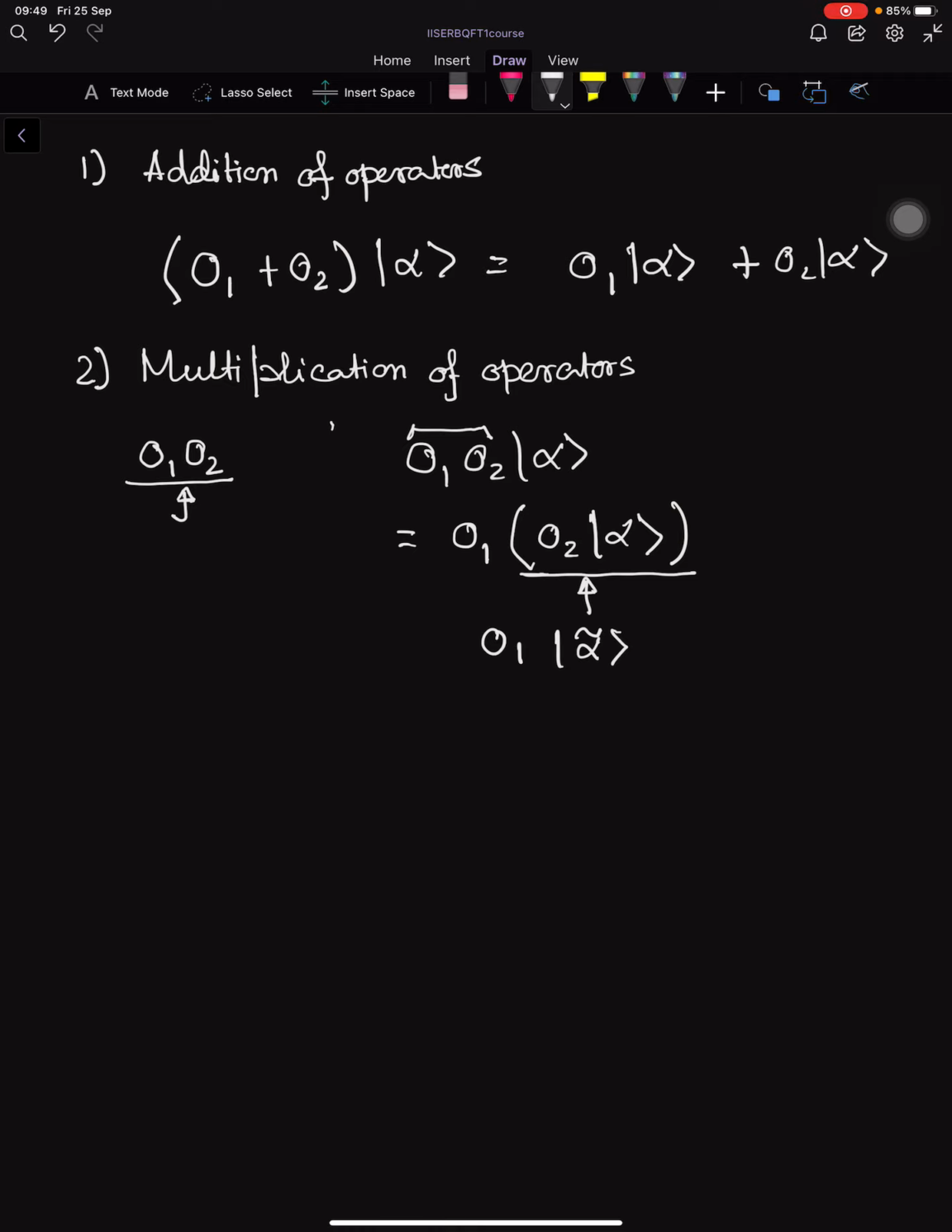It's very important to note that O1 O2 is in general not O2 O1. So that's not necessary.